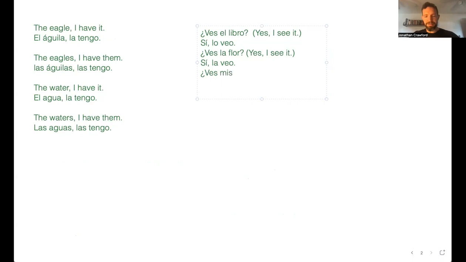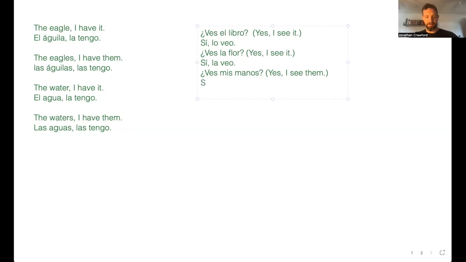¿Ves mis manos? ¿Ves mis manos? And now we're going to say, yes, I see them. Yes, I see them. Do you see my hands? I'm putting mis right here instead of the article. But how would you answer it and say, yes, I see them?